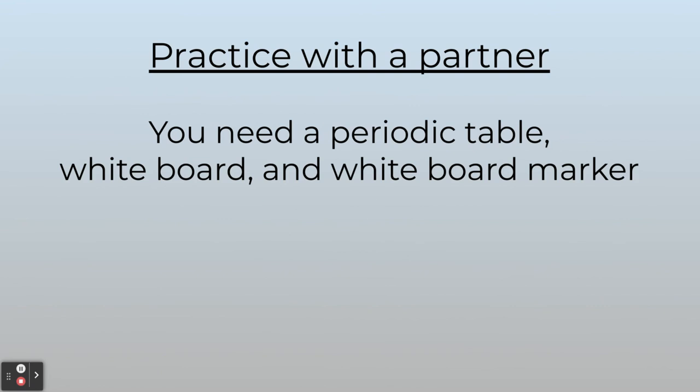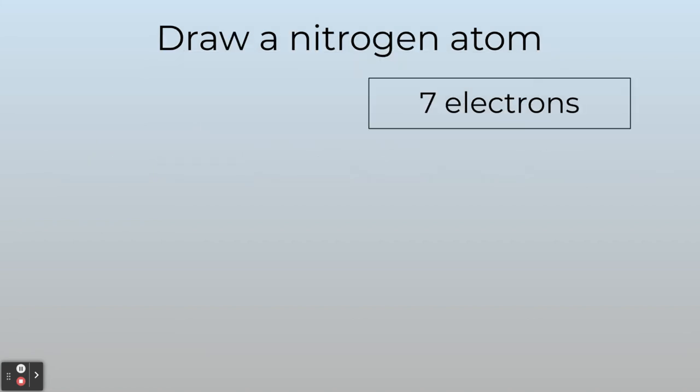All right, so I did have you practice with a partner in class, drawing different kinds of atoms. So for example, I would say, a carbon atom has 6 electrons. What would that look like? Draw a carbon atom. Okay, so if you want to, you could pause and try that on your own. If you feel like you get it, we can just keep going.